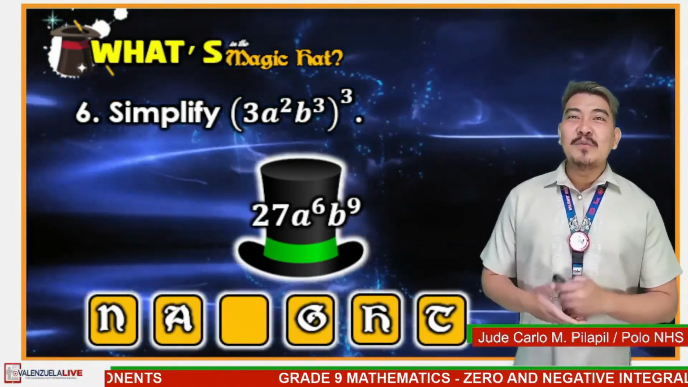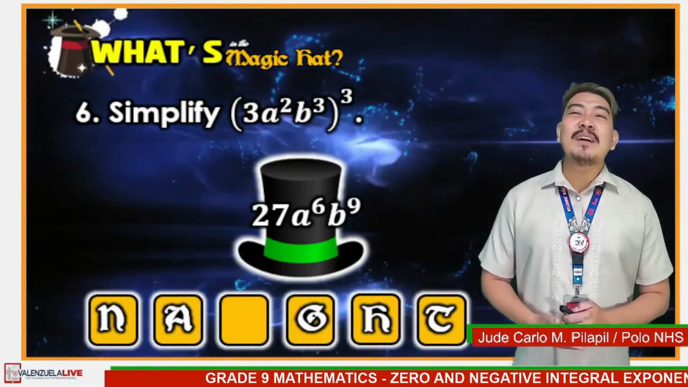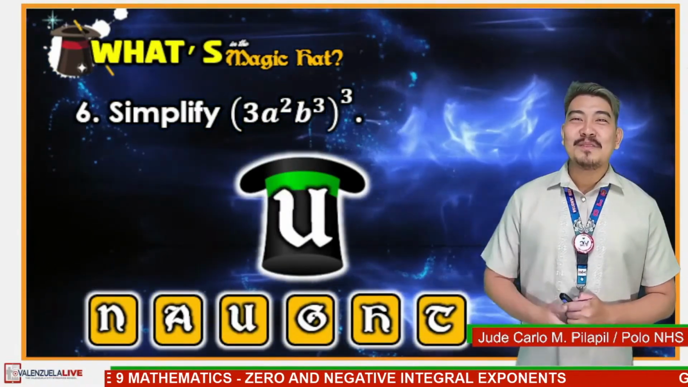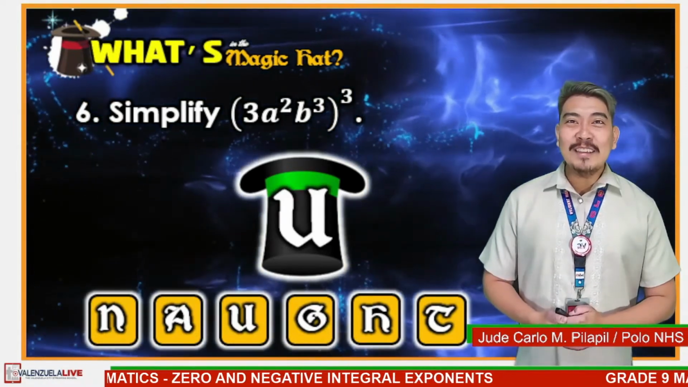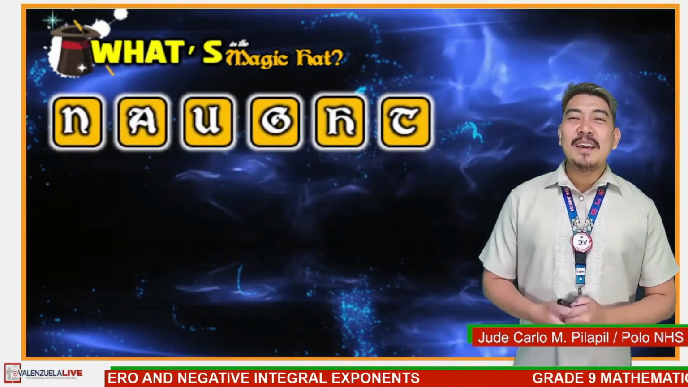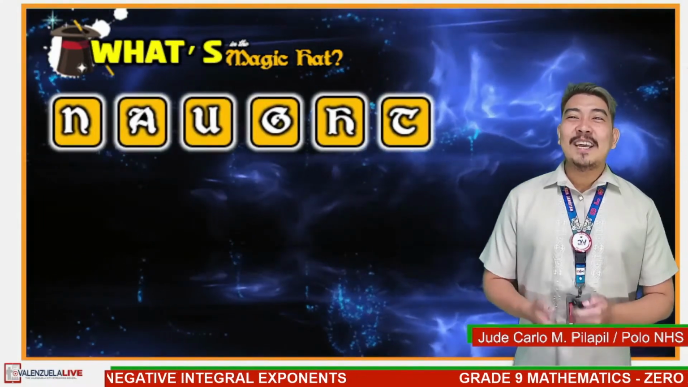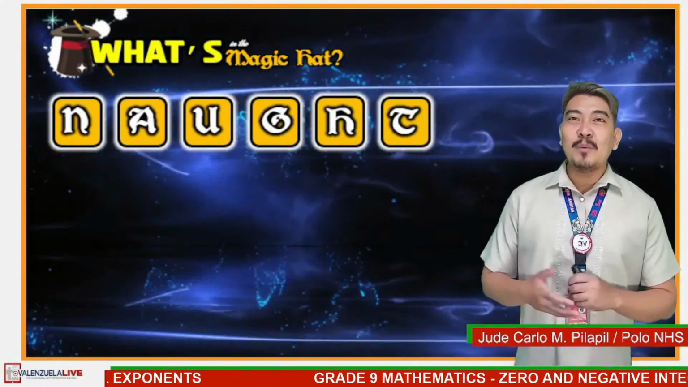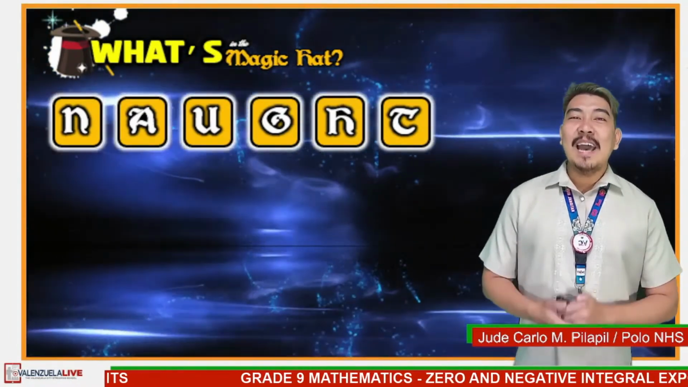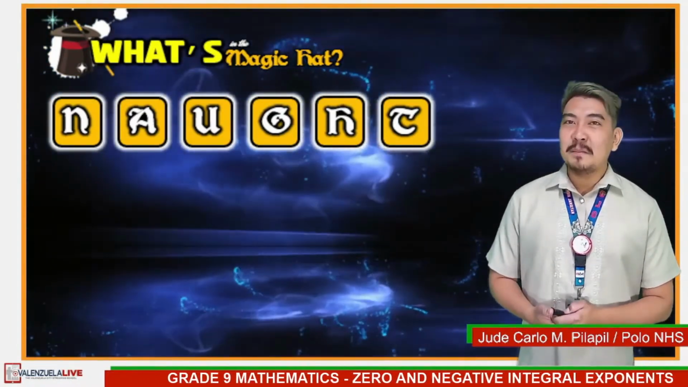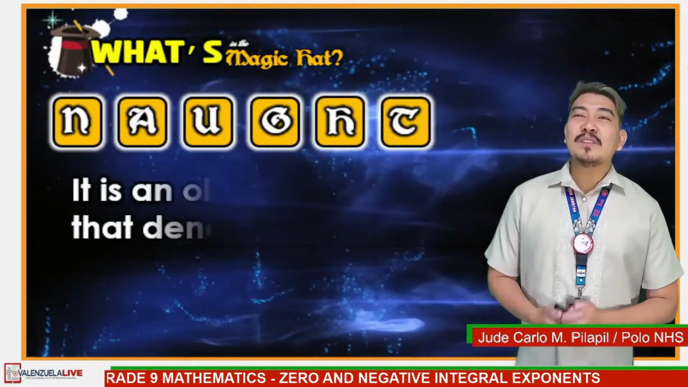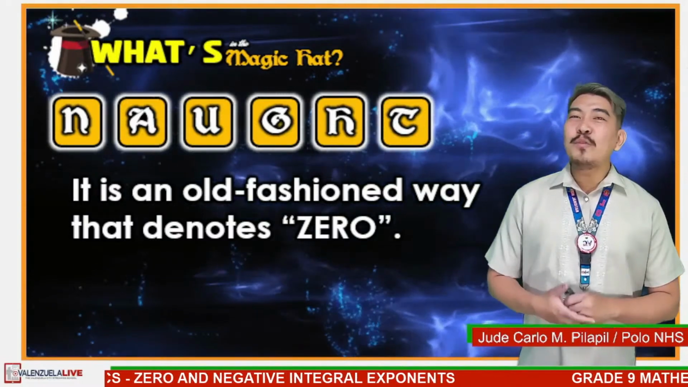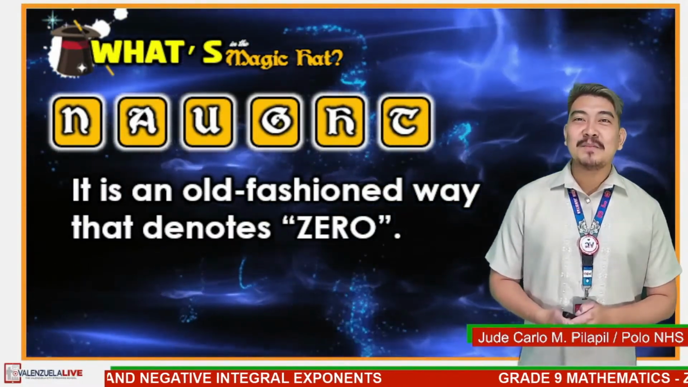To finally reveal the word, let us unveil the last letter. It is U. Did you guess it right? The word is north. Since one of the topics that will be discussed for today is zero exponent, let us have some trivia about it. Zero is called north in other places and said to be the old-fashioned way of calling it.